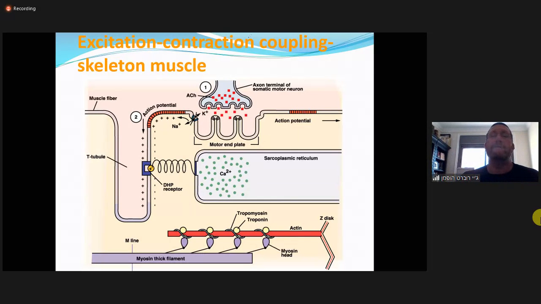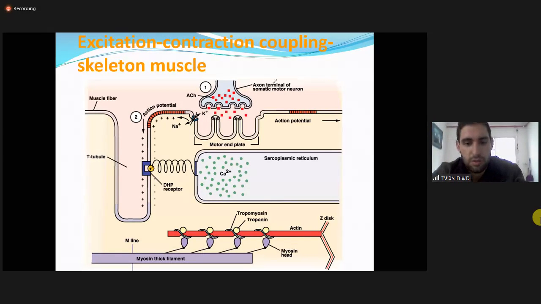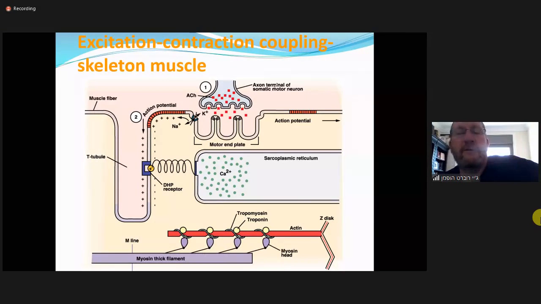Professor, just to make sure I understood. So the calcium connects to the troponin, causes the tropomyosin to move. Then the ATP allows the myosin to disconnect from the binding site. And then because the tropomyosin is moving, that causes the contraction? Yeah, Aviad, you got it right.